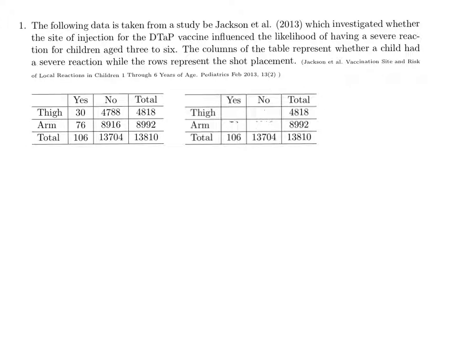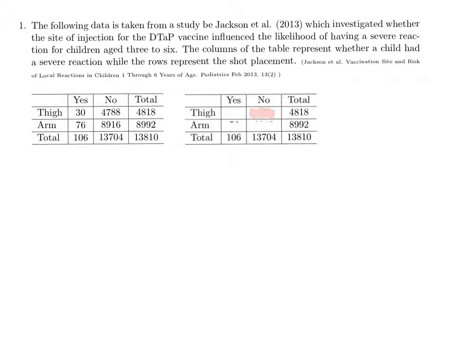For our first full example here, we'll be looking at whether or not the site of injection for a vaccine influences the likelihood of having a severe reaction in children. So is shot placement related to reactions or not? When we go about doing this, what we need to do in the very beginning is once again find our expected values. To begin, I'm going to start by finding this expected value right here.